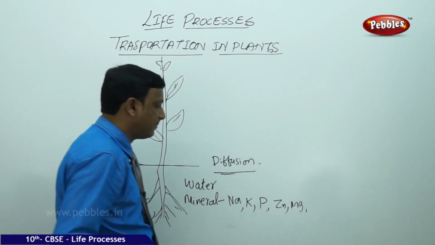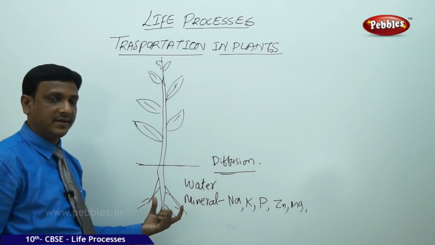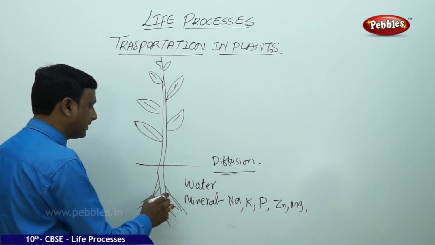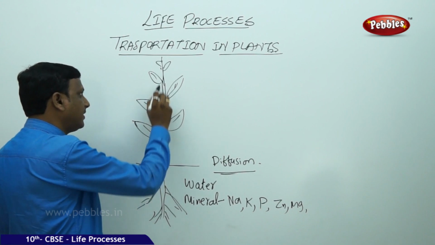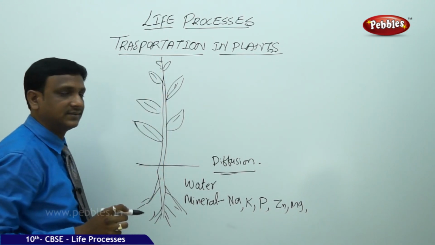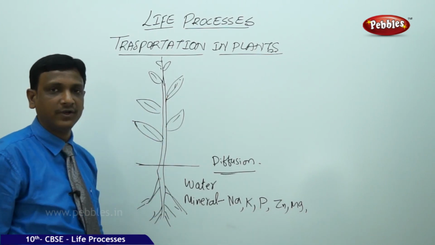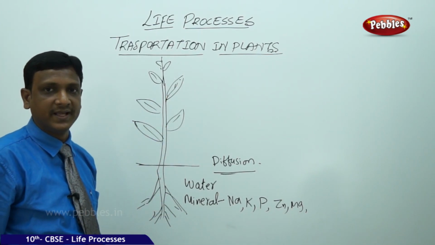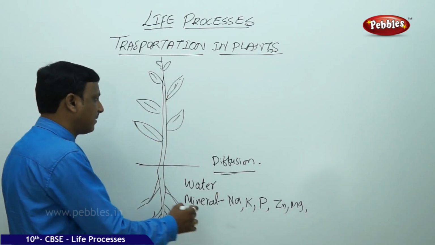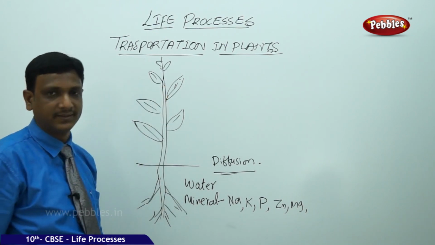So in this way, so many minerals are required by the plant, and these minerals are absorbed along with the water, and the water needs to be transported to very long distances in the plant, because this is the site of photosynthesis in the leaf. Water is required there, water is available in the ground. So from here the water has to be transported there.